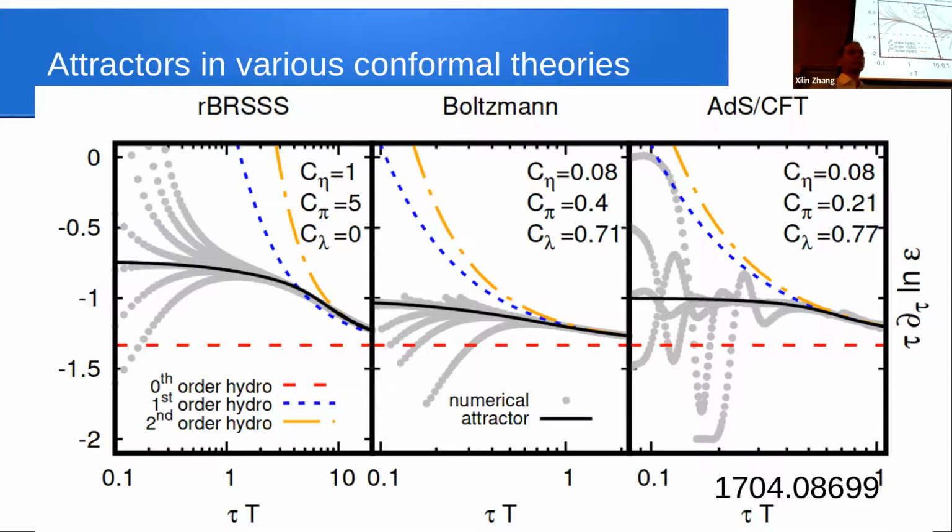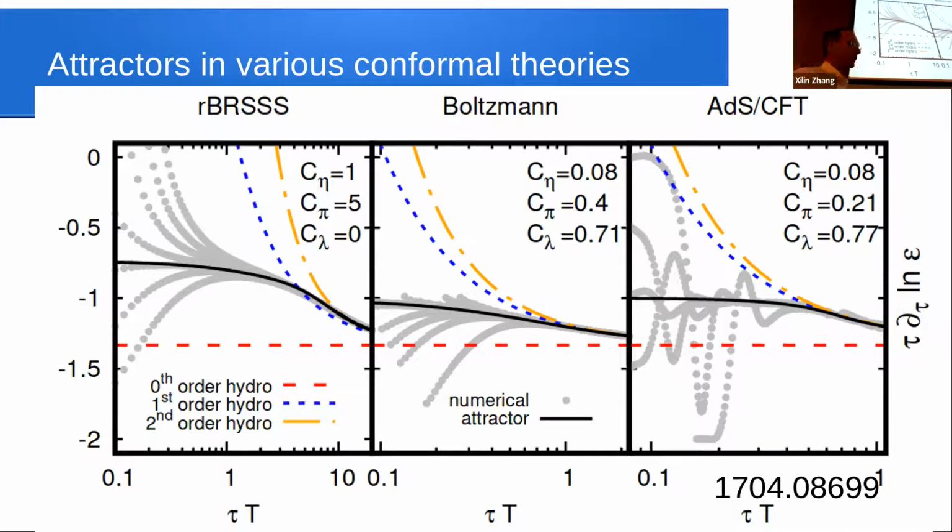So you also have the Boltzmann diagram we discussed, which looks like the left-hand side qualitatively in terms of the approach to the attractor. It doesn't have these oscillating parts. So where do the oscillations come from? So the question is, where does the difference come from between kinetic theory and in particular AdS/CFT?